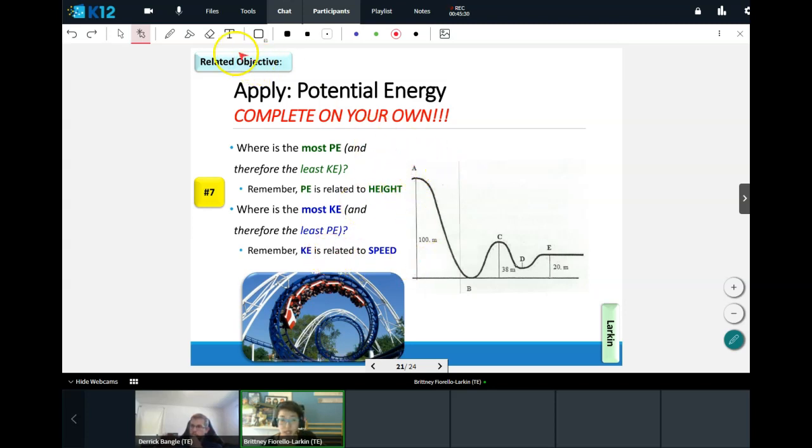All right, so you have some options here. A at 100 meters high, B at 0 meters, on the ground, C at 35 meters, D a little bit above the ground, or E at 20 meters. Go ahead and answer question number 7 and then raise your hands. This is complete on your own. If you want to check your answers, we're in the Q&A area. You have 30 seconds to raise your hands. Go, go, go, because we are out of time.